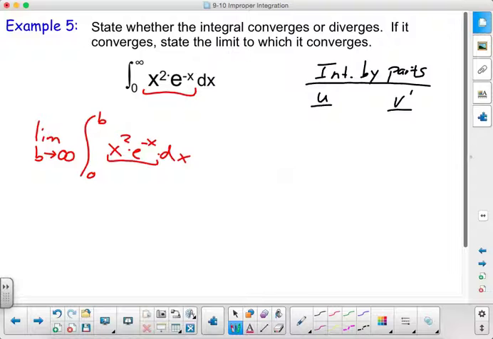X squared. Good. Do you remember all this, right? This has been a while ago. We've had all this testing break from some of this.